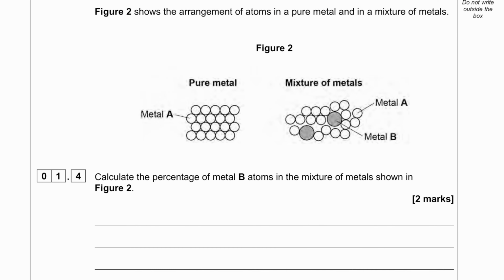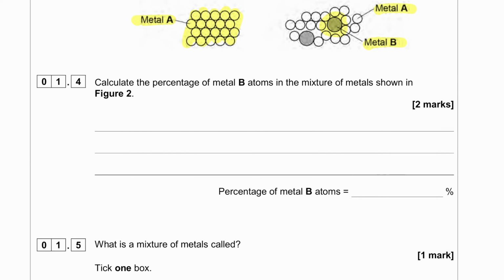Great. The next question: Figure 2 shows the arrangement of atoms in a pure metal and in a mixture of metals. So here we can see Figure 2. What is the pure metal? Pure metal is metal A. We can see there is a regular structure, and in the mixture of metals there is metal A and metal B. As you can see, metal B has a larger particle size and thereby distorts the structure of metal A. If we were to push this particular alloy, it would be harder to push. So it would be a much harder alloy than the pure metal.